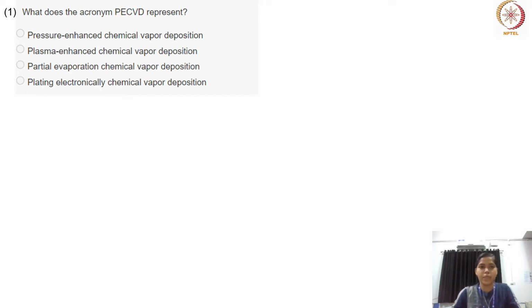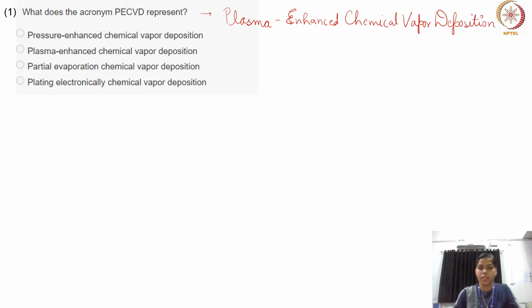What does the acronym PECVD represent? The correct answer for this question is plasma enhanced chemical vapor deposition. So as you can see here, this PECVD stands for plasma enhanced chemical vapor deposition technique, PECVD.